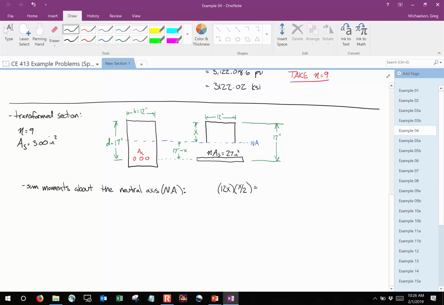Now, what is going on below the neutral axis? What is the area below the neutral axis? 27, right? Now, what is the moment arm? How far is it from the neutral axis to the centroid of that lump of concrete? 17 minus x. So this is 27 times 17 minus x. Is everybody okay with that?